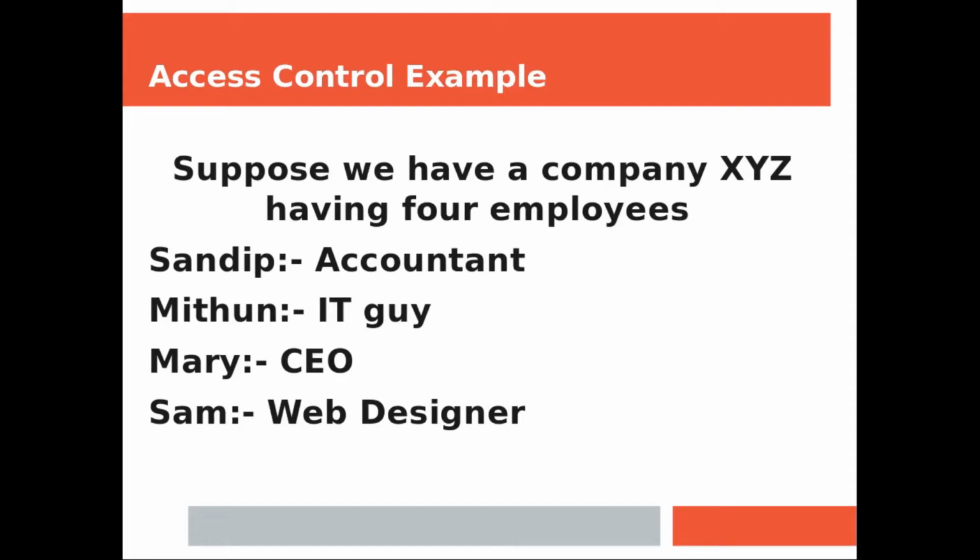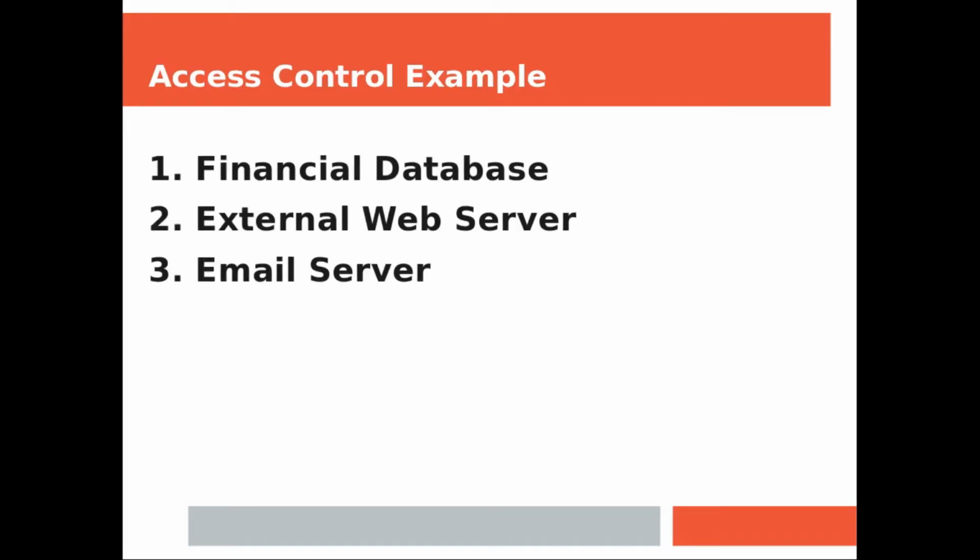Now let us take some example. Access control example. Suppose we have a company XYZ having 4 employees. Sandeep, who is the accountant in that company, Mithun, who is the IT guy, Mary, who is the chief executive officer, and Sam is the web designer of that company. So see what restrictions everyone has, we will see in detail. There is a financial database of the company, an external web server, and an email server.